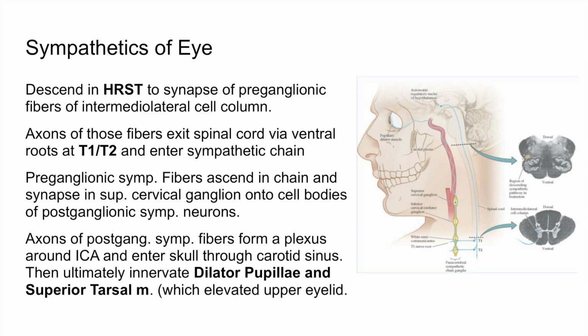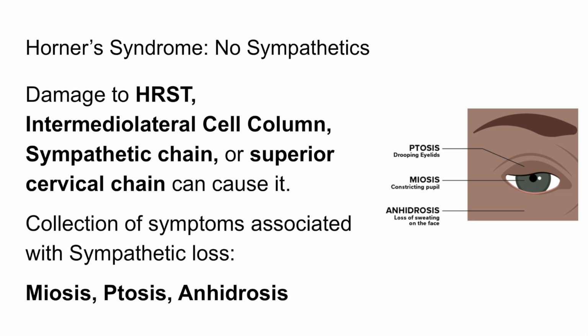or postganglionic. So the clean mental note is hypothalamus, HRST, T1 to T2, sympathetic chain, SCG, okay, which is the superior cervical ganglion, ICA plexus, orbit, dilate the pupil and lift the eyelid. If the eye looks small and sleepy, that means the sympathetic output is kaput. It is gone. All right, and so here is just the one slide allocated to Horner syndrome.